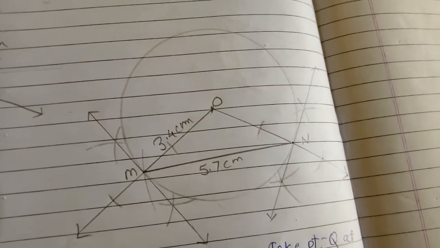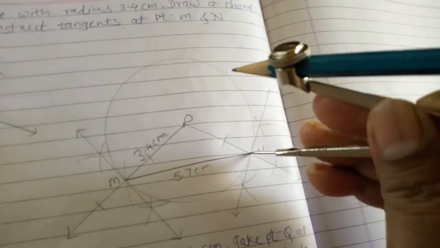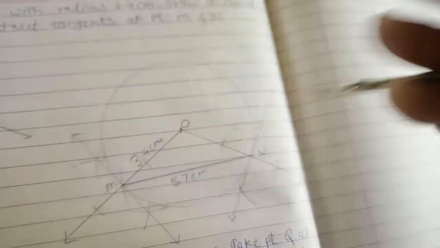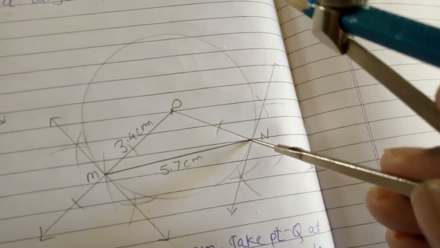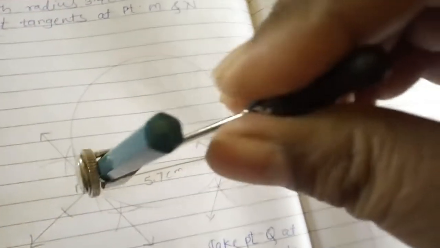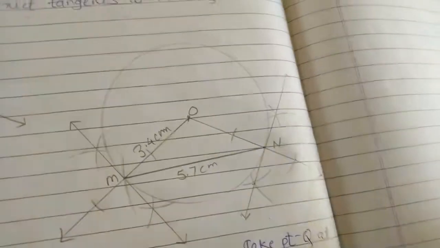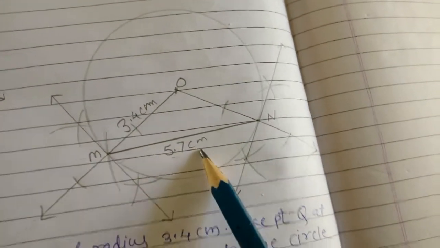After that you have to take a distance of 5.7. So I take here the distance, that is 5.7, and you have to put your rounder on any part of this circle. So I put my rounder on N, that is here I take a point N, and you have to make a mark like this one where it intersects the circle, and we have to give the name, that is M. And so this is our chord MN of 5.7 centimeter.